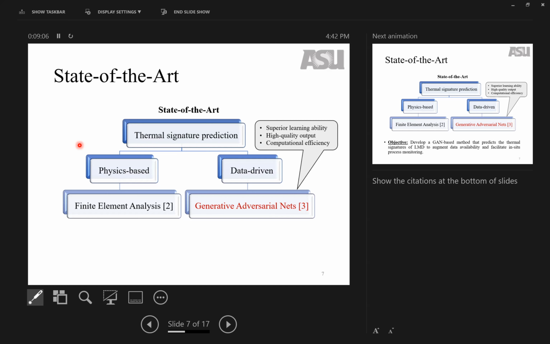So recently, researchers for LMD have been looking for data-driven methods. For example, we have generative adversarial nets, a deep learning model that is able to generate synthesized images. When we think of this thermal signature prediction task, we essentially want to generate thermal images of the melt pool, and that is an image generation task. That's why I would propose to start from the generative adversarial net. This is a bright starting point for developing a method to augment the thermal signature data.